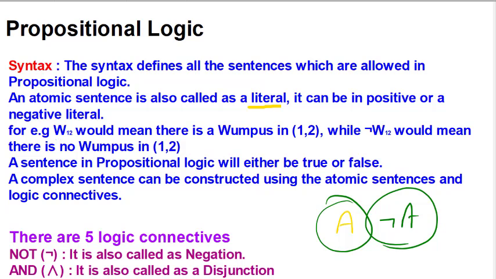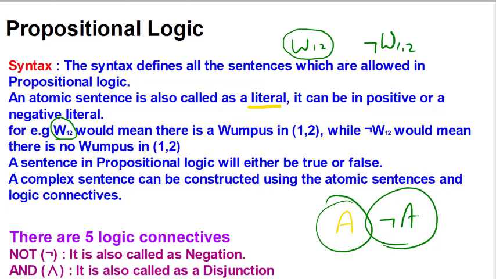Now here also one example is given, W12. So W12 means we can also write it like there is a Wumpus in 12. If there is a Wumpus in 12 we can denote it by this. Or if we write this negation of W12, it means there is no Wumpus in 12.